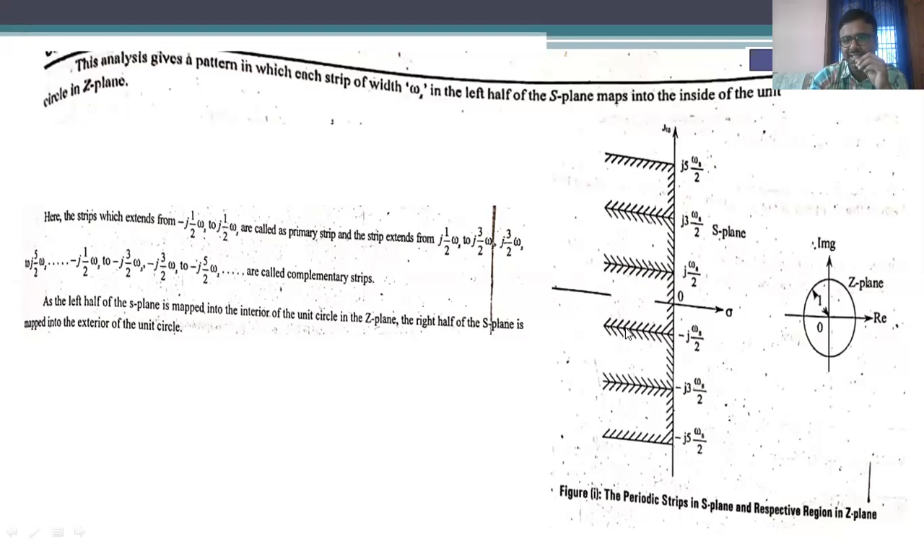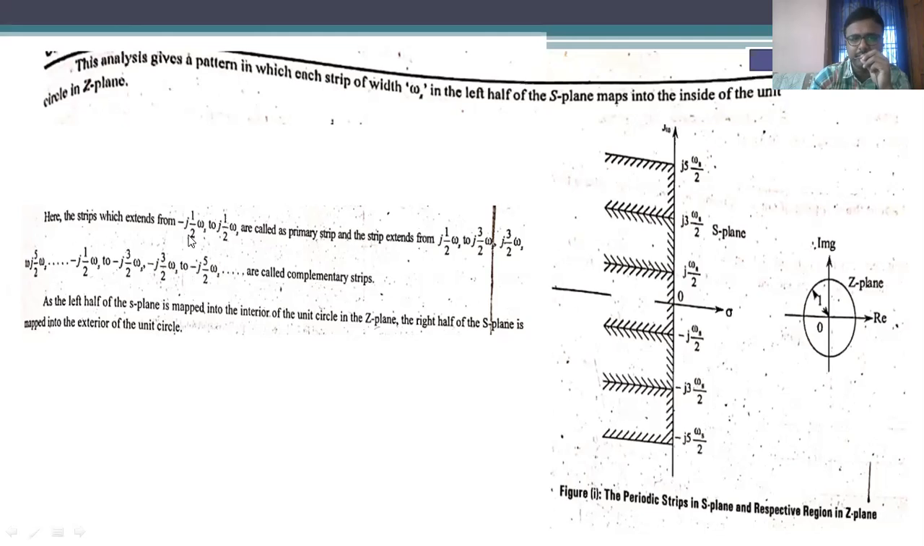In this portion, the region surrounded between jω/2 and minus jω/2 is called the primary strip. And the portions from 3/2 jω/2 to 5/2 jω/2, and also from minus jω/2 to minus 3/2 jω/2, and also from minus 3/2 jω/2 to minus 5/2 jω/2 are called the complementary strips.